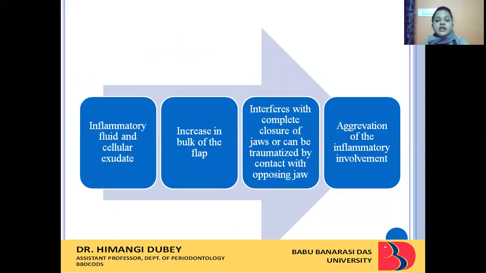Acute pericoronitis is identified by varying degrees of inflammatory involvement of the pericoronal flap and adjacent structures, as well as by systemic complications. The inflammatory fluid and cellular exudates increase the bulk of the flap, which then may interfere with complete closure of the jaw and can be traumatized by contact with the opposing jaw, aggravating the inflammatory involvement.